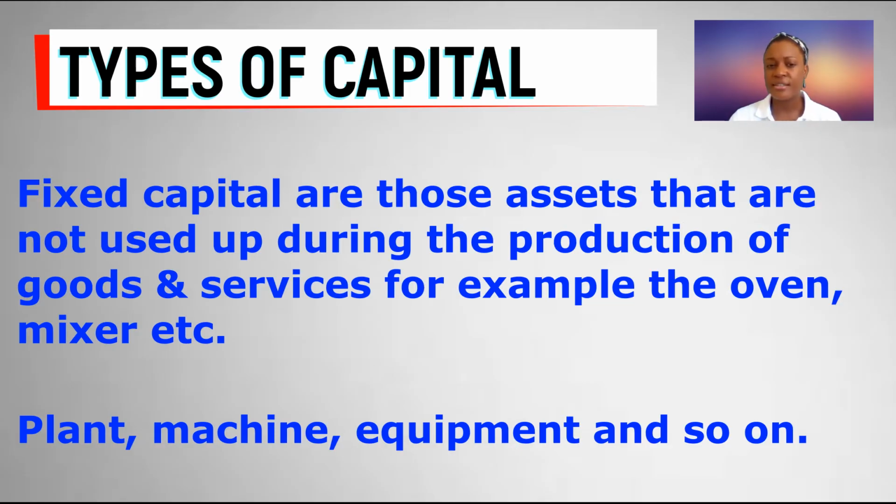So for example, let's think of a bakery. What are some fixed capital in a bakery? The oven, the mixer. So you can think of the plant, the machine, the building, equipment, all those things that are used to help in the production process. For a retail store, you can think of the building itself, and the fixtures and fittings that are there. So fixed capital is essential for the smooth running of a business.